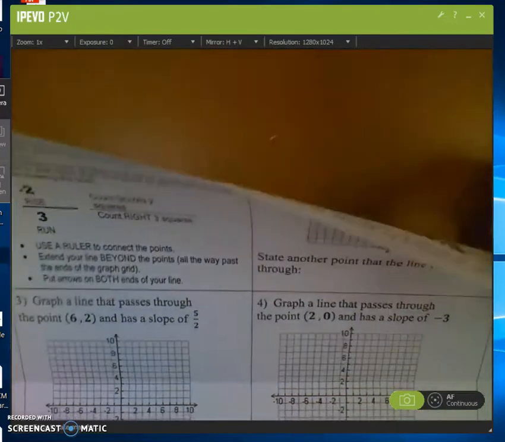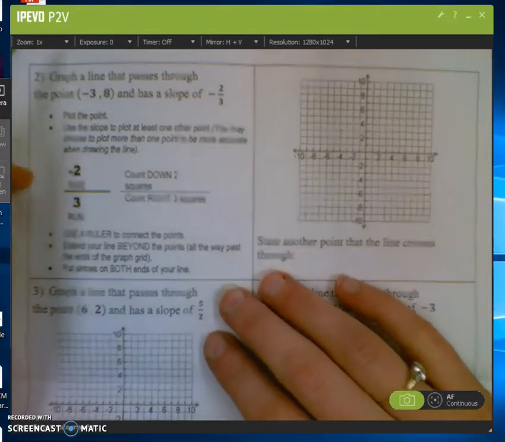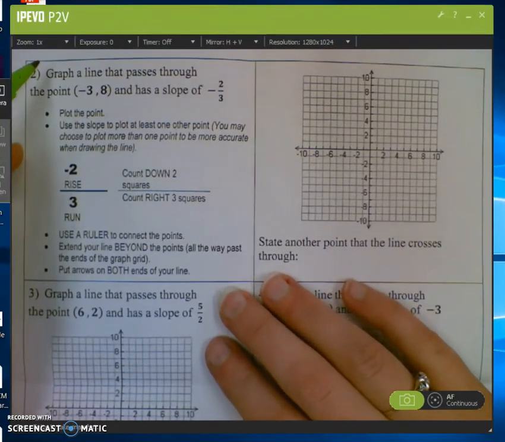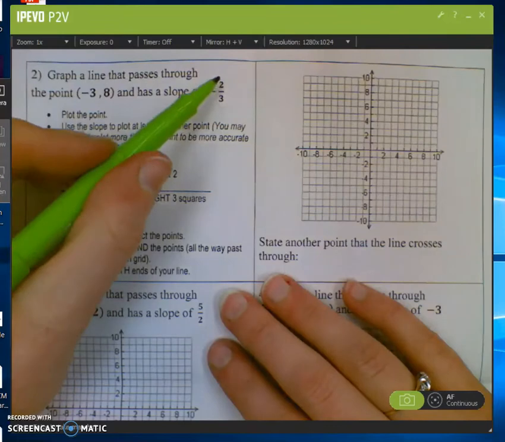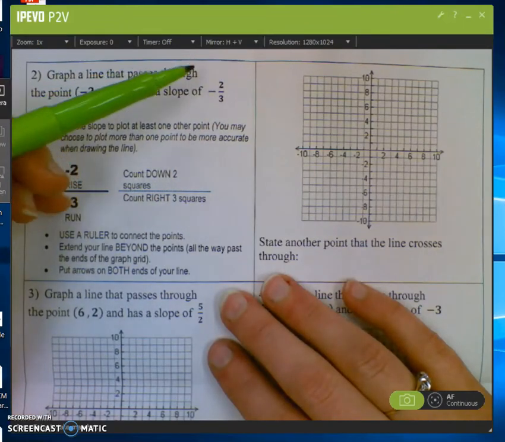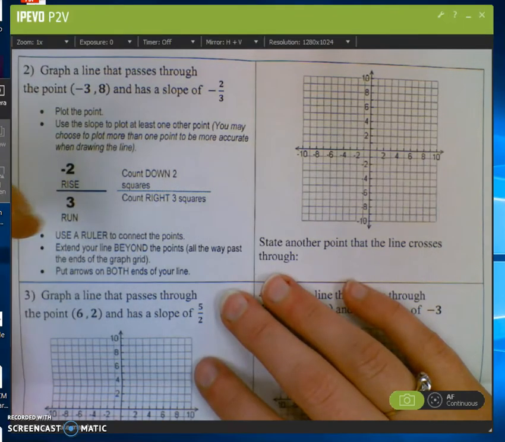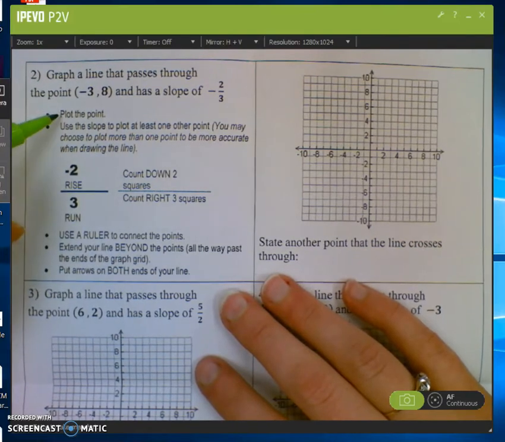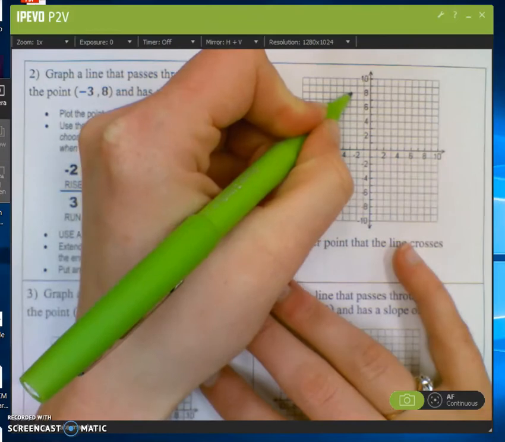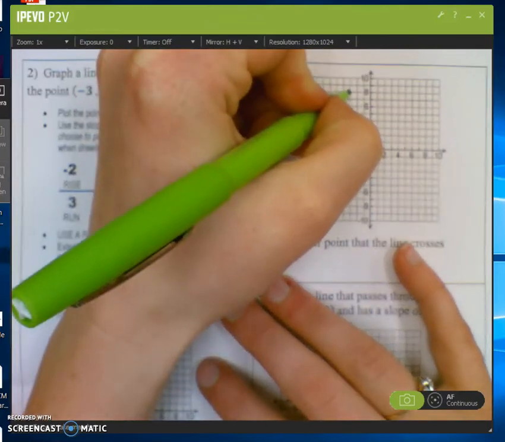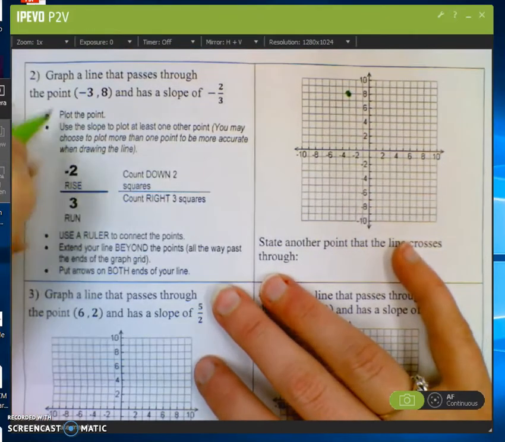Okay, so I opened up my notes, and now I'm looking at example number 2: graph a line that passes through the point -3, 8, and has a slope of -2/3. So the difference here is that we've got a negative slope instead of a positive slope. First step, plot the point -3, 8. I've got -3 and 8. I'm going to plot that point here.